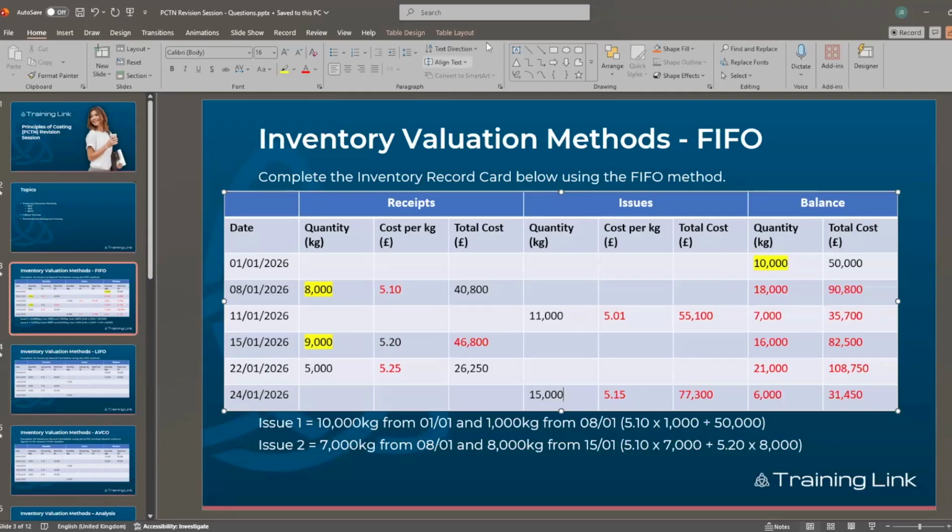Does anyone have any questions on the FIFO method there? Does that make sense how we've done that?